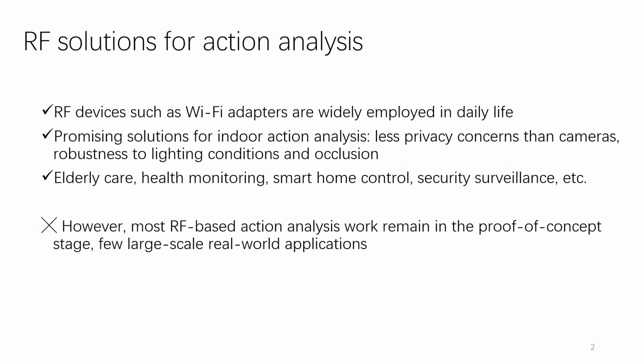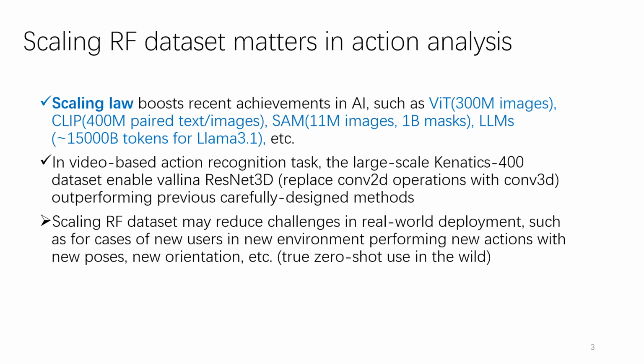However, despite their potential, most current RF action analysis efforts remain in the proof-of-concept stage, and large-scale real-world deployments are still limited. In AI, we've seen the transformative power of scaling laws, as evidenced by models like Vision Transformers trained on 300 million images, CLIP with 400 million text-image pairs, and the Segment Anything model, SAM, trained on 11 million images and 1 billion masks. Similarly, large language models, such as Llama, have been trained on trillions of tokens.